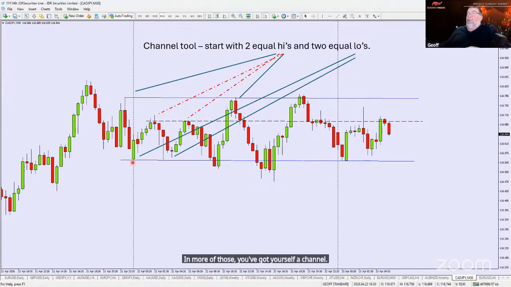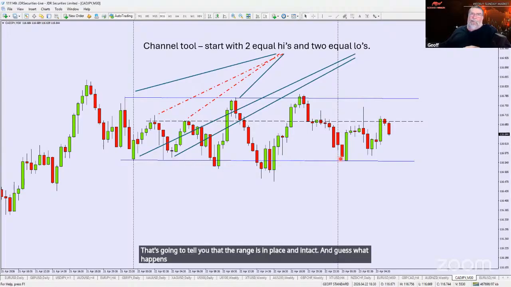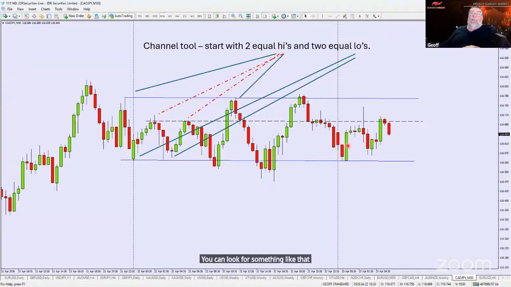Just start with two equal highs or two equal lows. Not that hard. That's going to tell you that the range is in place and intact. And guess what happens? Once you've found a range, you can look for something like that, a bullish engulfing bar. Then you've got a higher low.